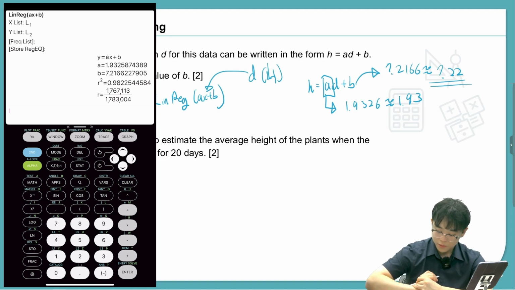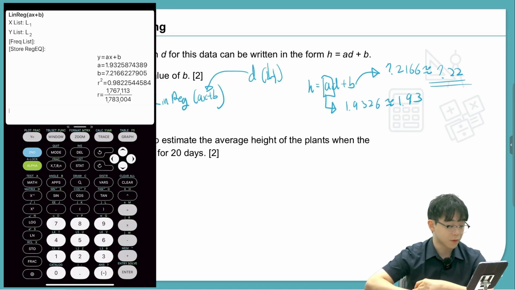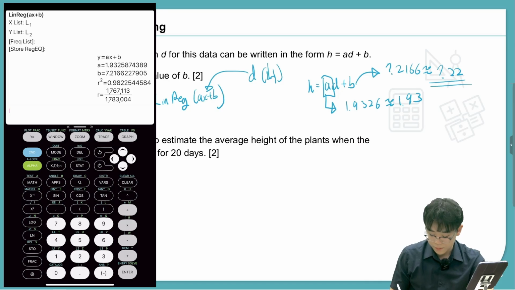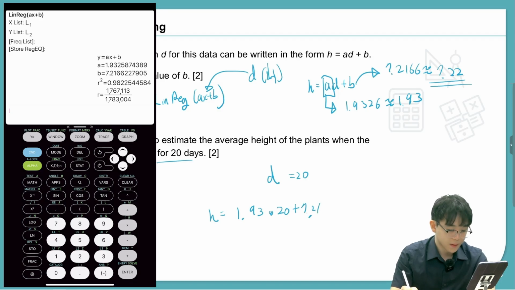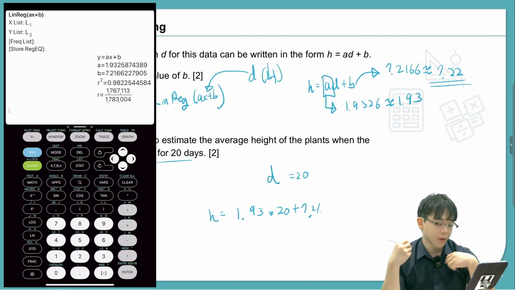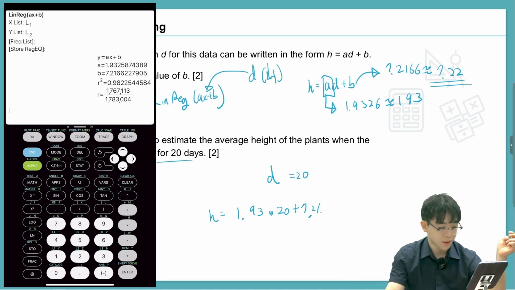Next, if we were to use our regression line to estimate the average height of the plants when the experiment has been running for 20 days, what we want to do is put in d equals 20. So d is 20. We now calculate what our h is. So we have 1.93 times d, which is 20, plus 7.21. And we don't want to round prematurely, so we want to write out all these digits.